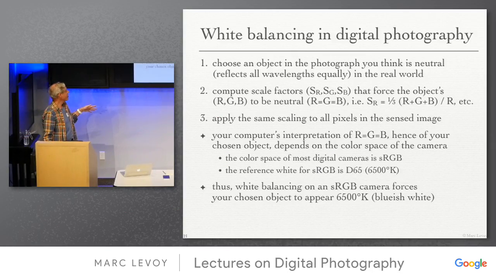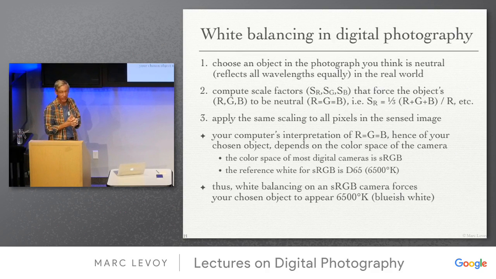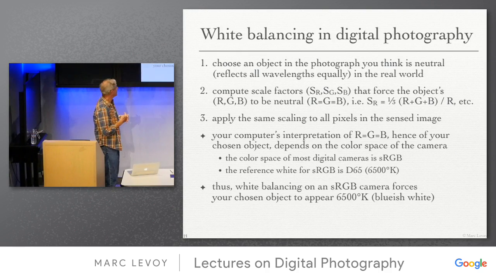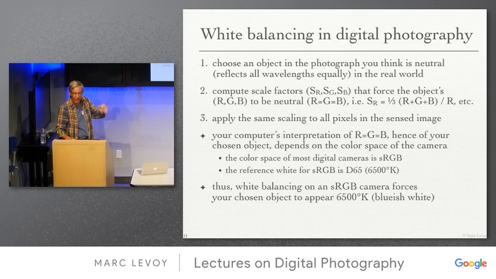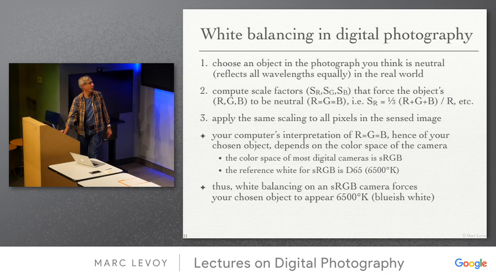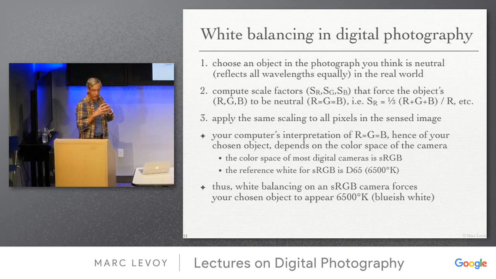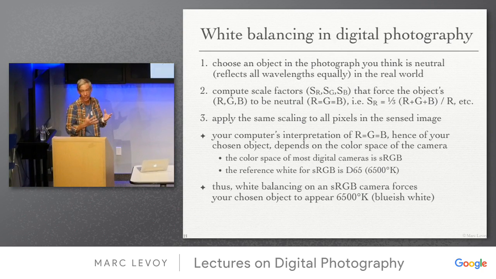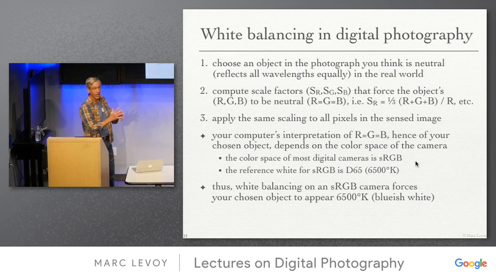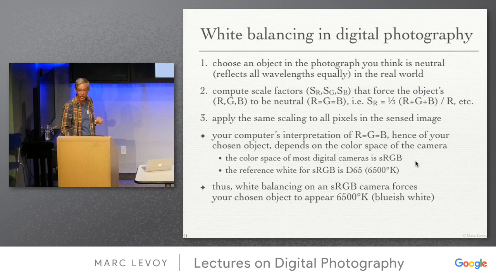So your computer's interpretation of the final scaled values depends on the color space of the camera. So the color space of most cameras is sRGB. We'll talk about color spaces a little bit later. And the reference white for sRGB is this D65 that I mentioned before, this correlated color temperature for a black body heated to 6,500 degrees Kelvin. So the standard white balancing then will shift the colors back as if it were illuminated by D6500, which is a slightly bluish daylight color.